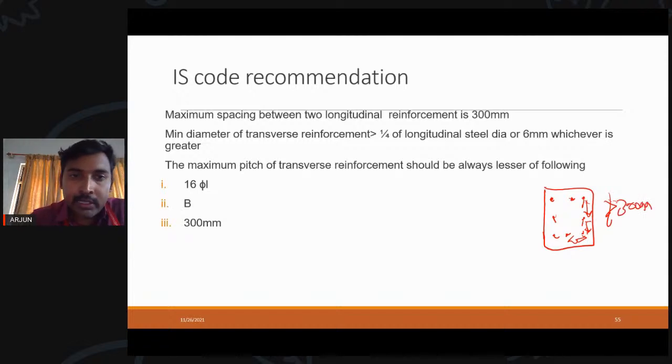Okay, and generally the diameter of the lateral ties depends upon the diameter of the reinforcement to be provided.